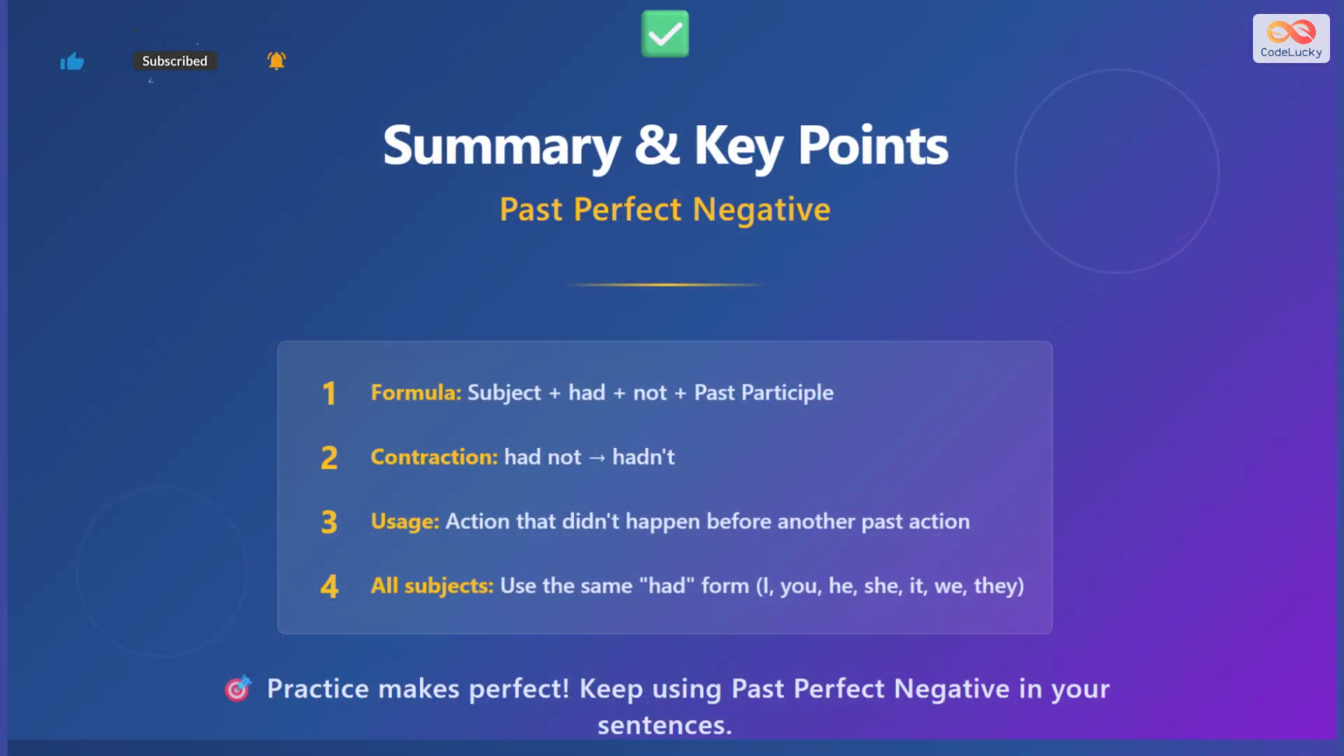Let's summarize what we've learned. First, the formula for past perfect negative is subject plus had plus not plus past participle. Second, you can use the contraction hadn't instead of had not. Third, past perfect negative describes an action that did not happen before another past action. Fourth, all subjects, whether singular like I, he, she, it, or plural like we, they, use the same had form. Practice using past perfect negative in your sentences daily to become comfortable with this important grammar structure.